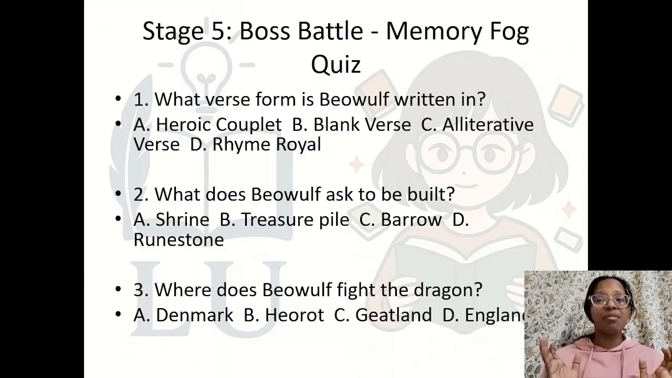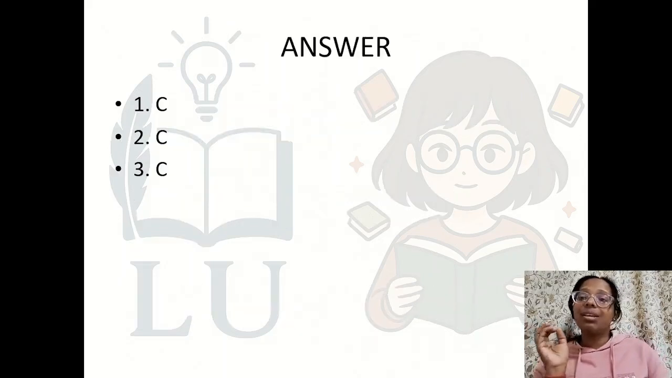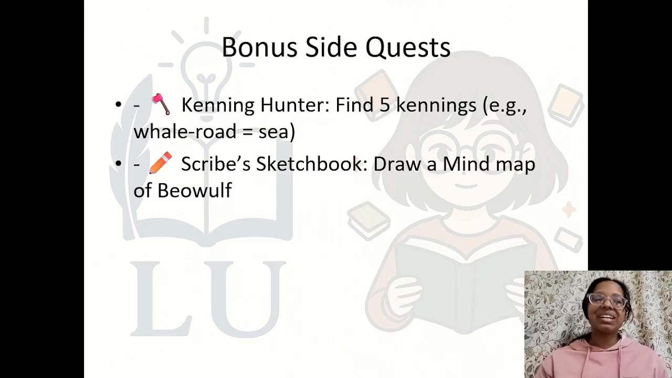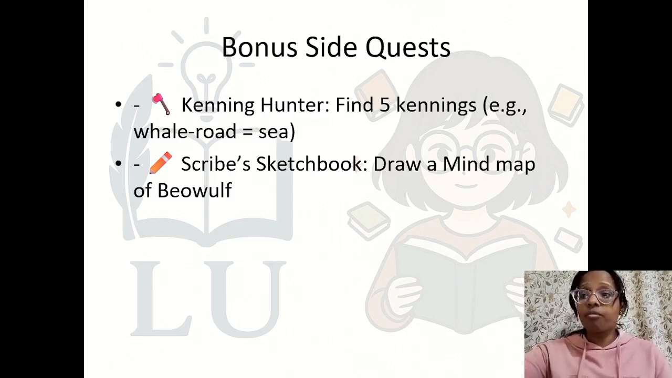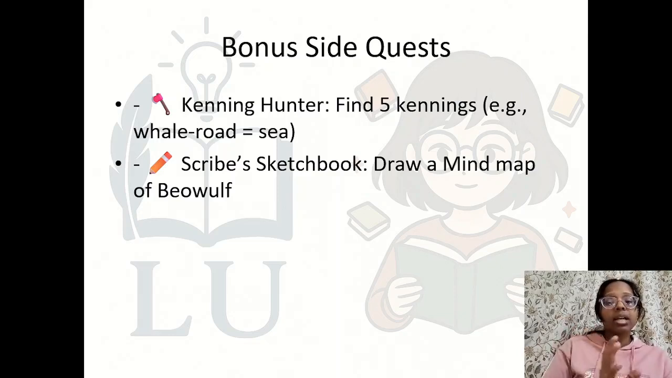Now if you have cleared your memory fog, Beowulf's story can be restored. If you have answered the questions correctly, Beowulf is written in alliterative verse. Beowulf asks a barrow to be built, and he fights the dragon in Geatland, his homeland. Now you have absolutely cleared your memory fog. Beowulf's story is restored. The journey of a hero who faced monsters, destiny, and time itself.